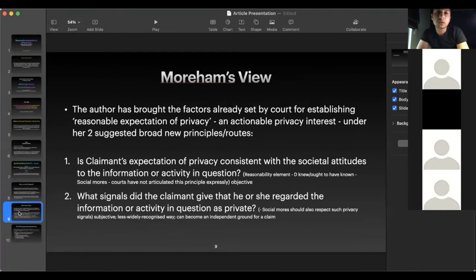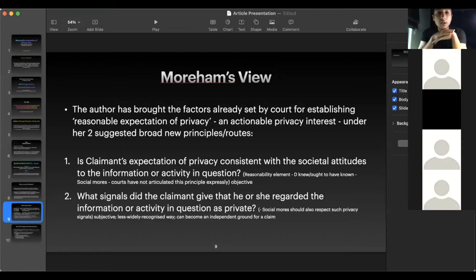So what is the view of the author? This slide is the most important one and is the crux of the whole article. So her view: the author has brought the factors already set by courts for establishing reasonable expectation of privacy and actionable privacy interest under her two suggested broad new principles or roots.